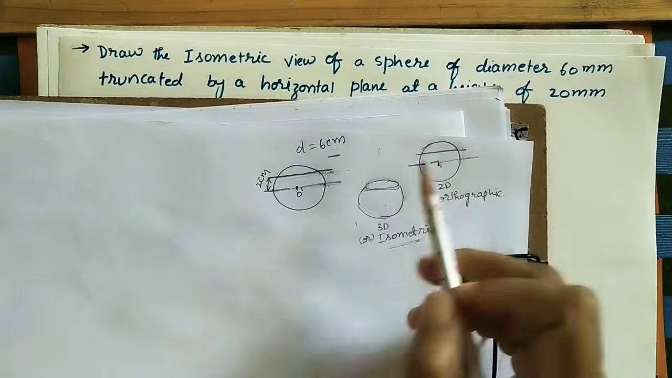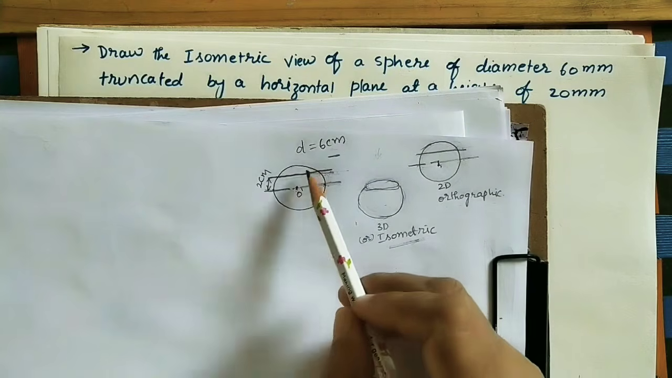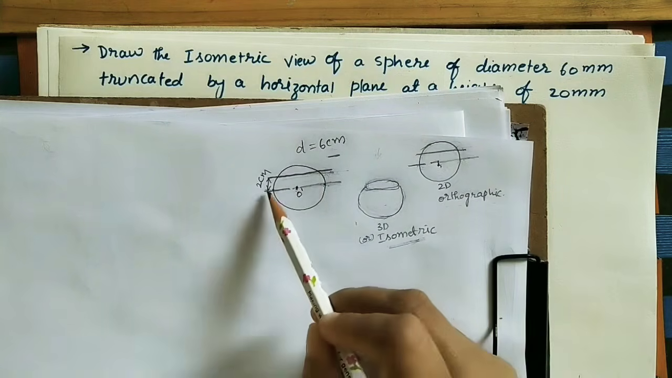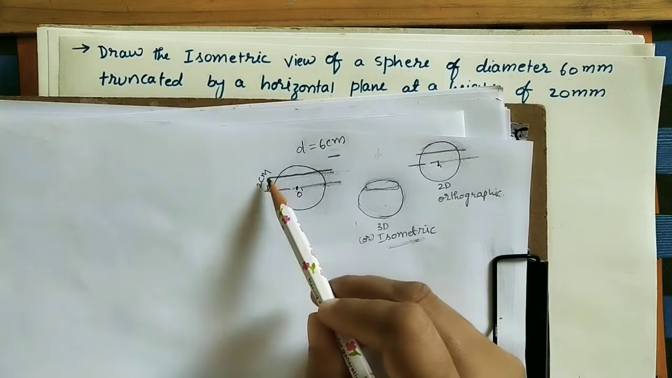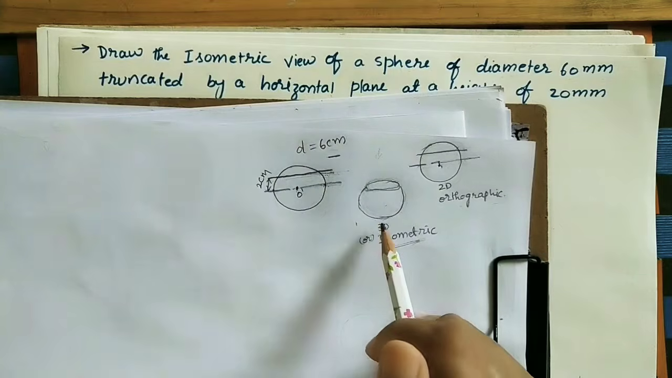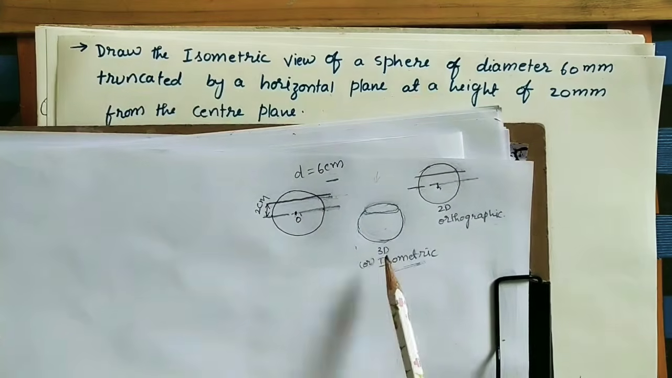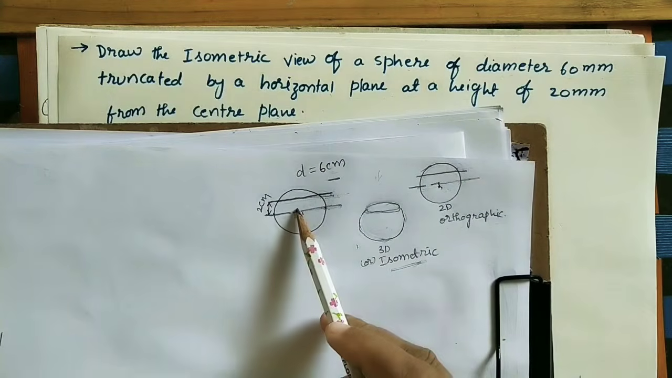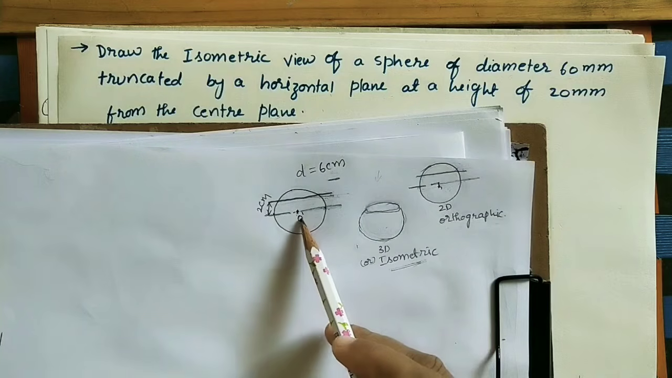Initially we will do this diagram. We will do the circle and the center plane, and at 2 centimeter we will take this horizontal plane. By using this we will do the isometric view of the remaining sphere. Let us take any one of the points as center. Here I am giving center as O.